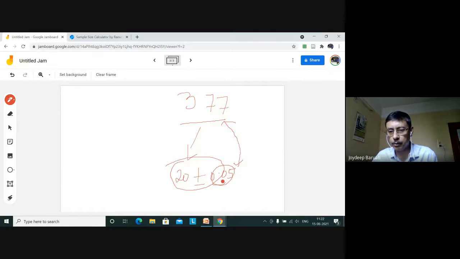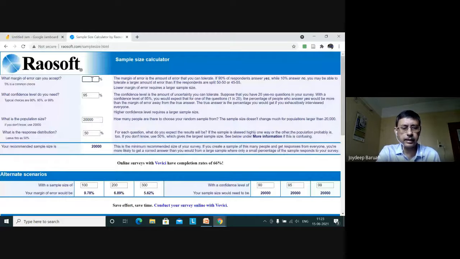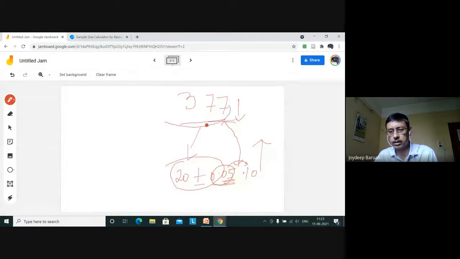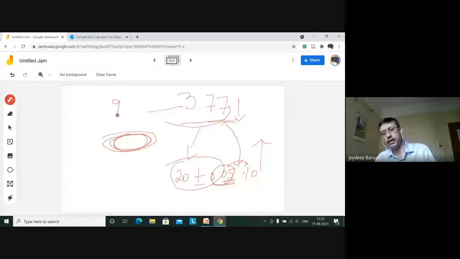Now, if you want to go for more error, suppose 10%, it is greater. Then obviously your units will be less, because fewer units are associated with the higher error. Make it 10%, and it becomes 96. That means you do not need 377. You have increased your margin of error, and that is why it drastically reduced to 96. You can do a survey of 96, but your results will be interpreted not as 20 plus minus 0.05, but as 20 plus minus 0.1.